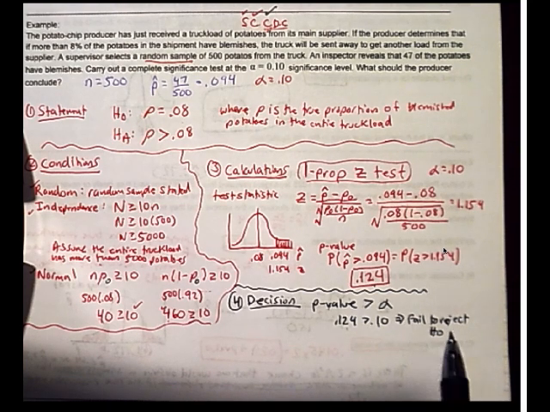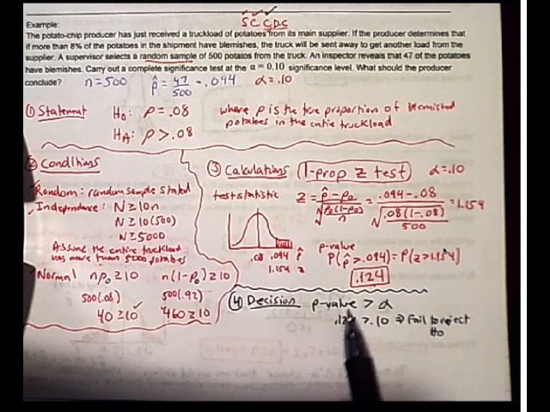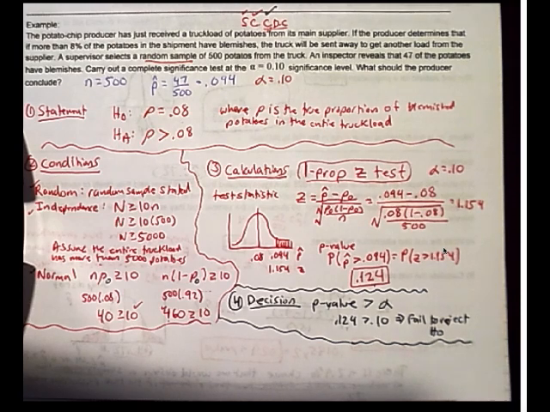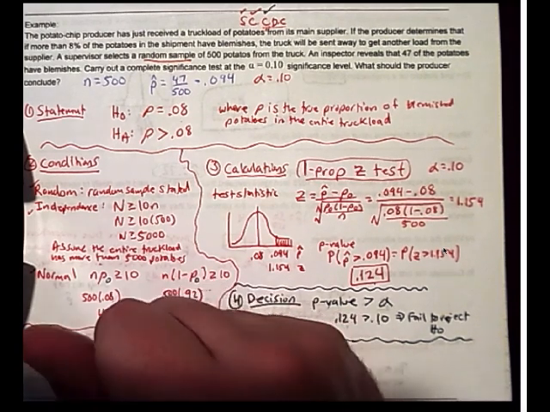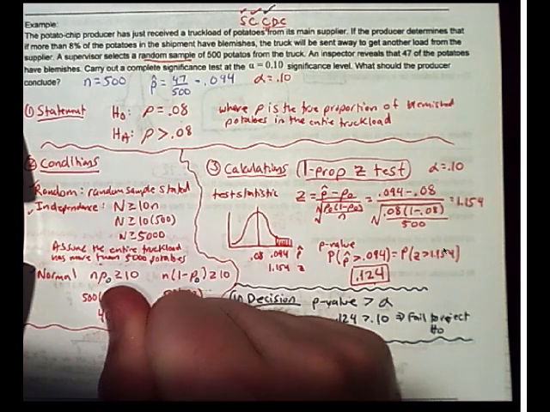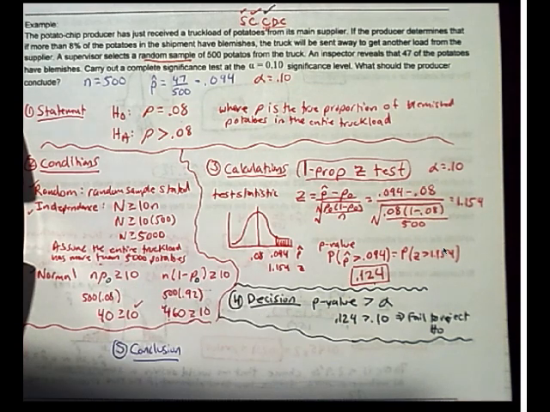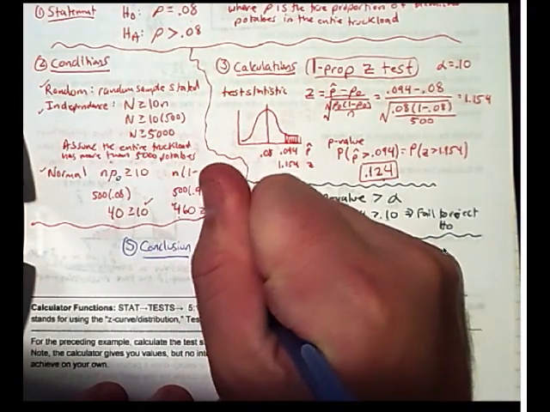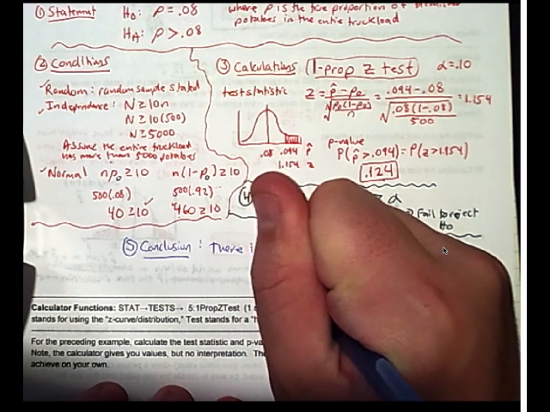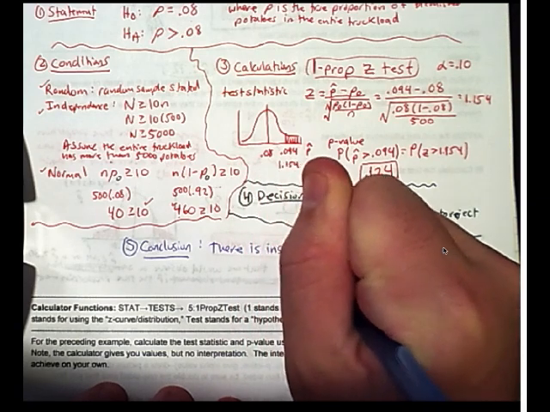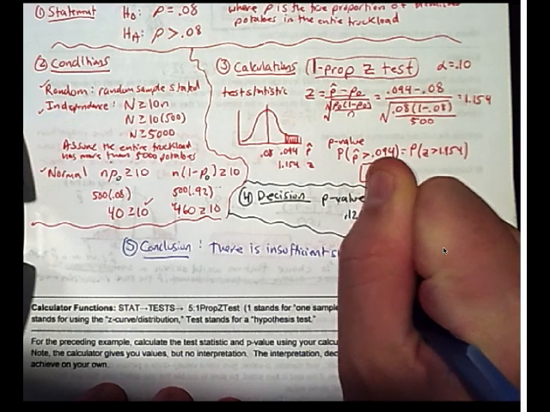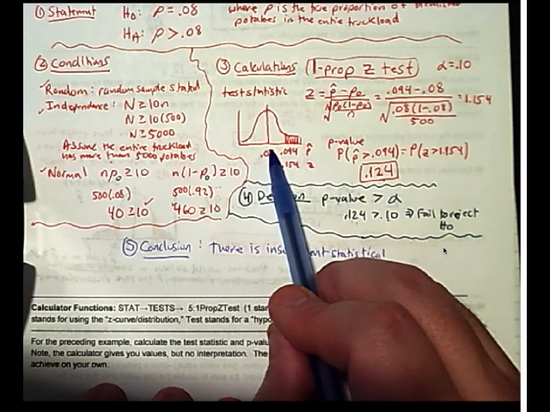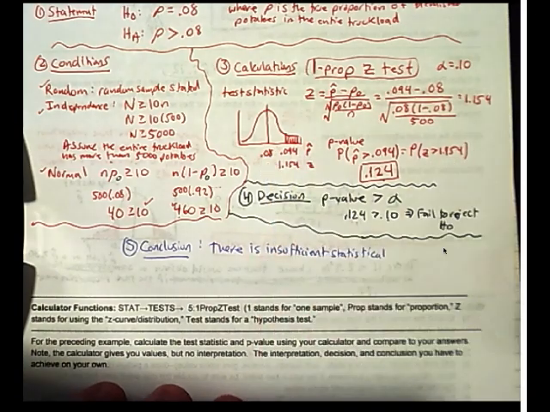So we made a decision and we linked it to the p-value. You get points for doing that. One step left, and that is the conclusion. When we fail to reject, we start the conclusion this way: there is insufficient statistical evidence. We don't have enough. This is not far enough away from that to believe that that's not true.